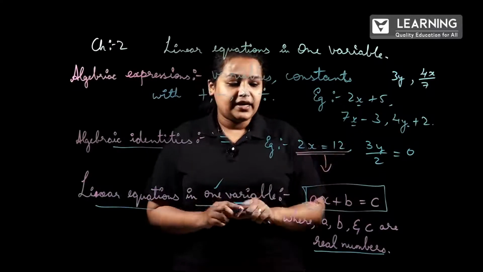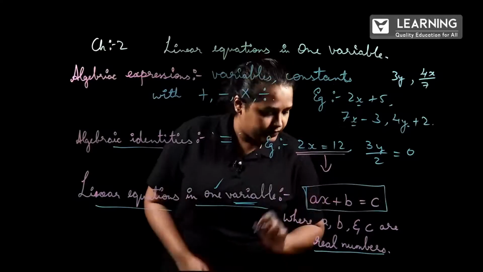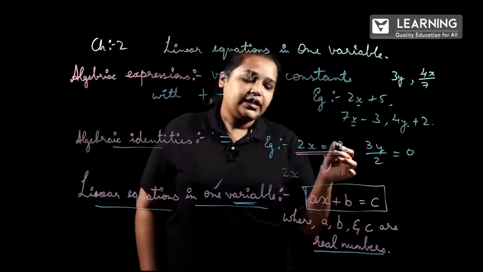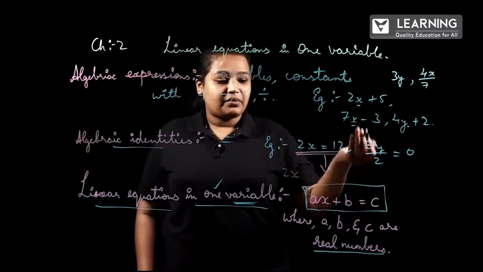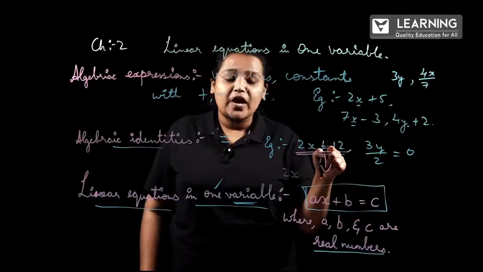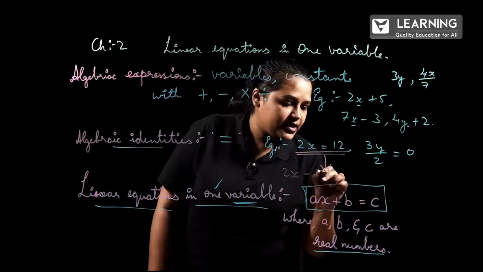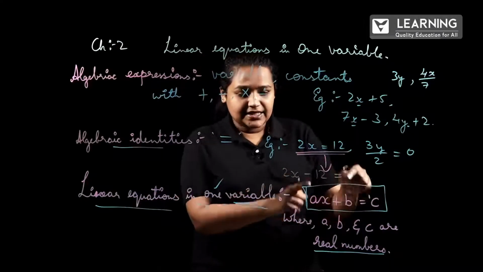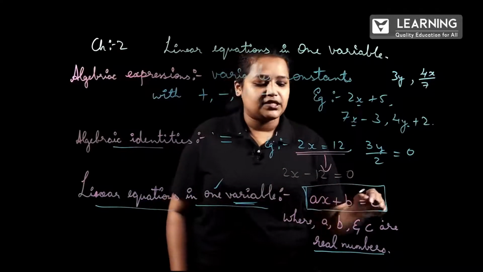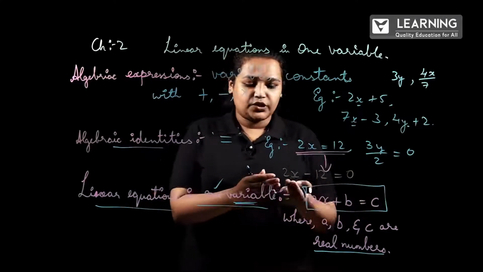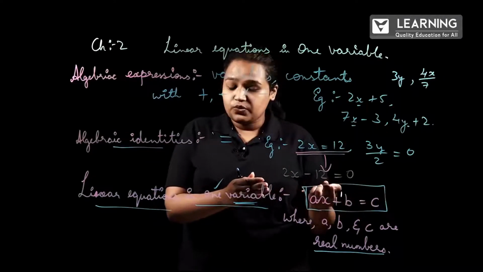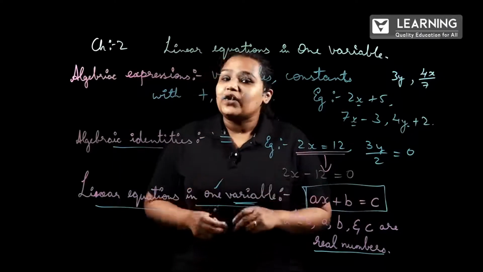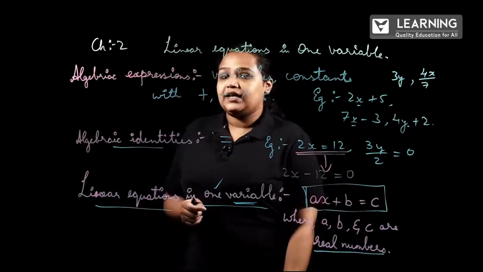It is in a straight line, and this we can write as 2x, here 12 is there, we can shift it from RHS to LHS. The positive 12 will become negative 12, 2x minus 12 is equal to 0. So now you compare, is this in the form of ax plus b is equal to c? The value of a is 2, b value is minus 12 and c value will be 0. So these type of equations we will be solving in this particular chapter.